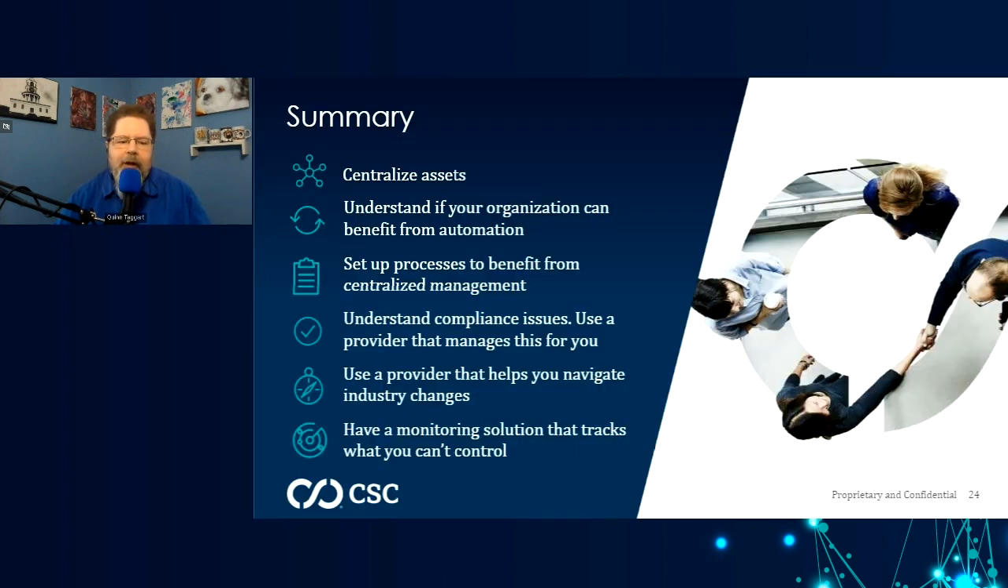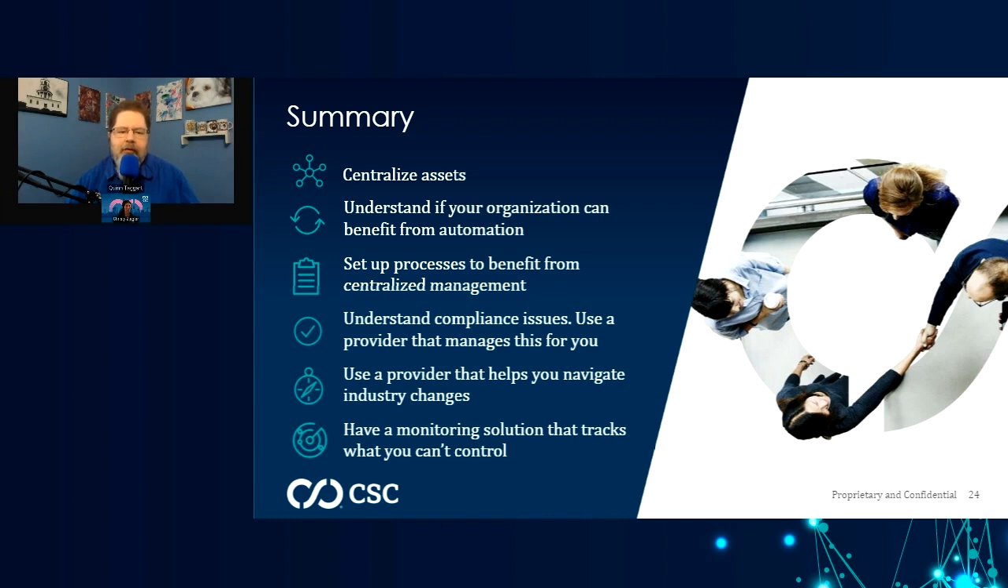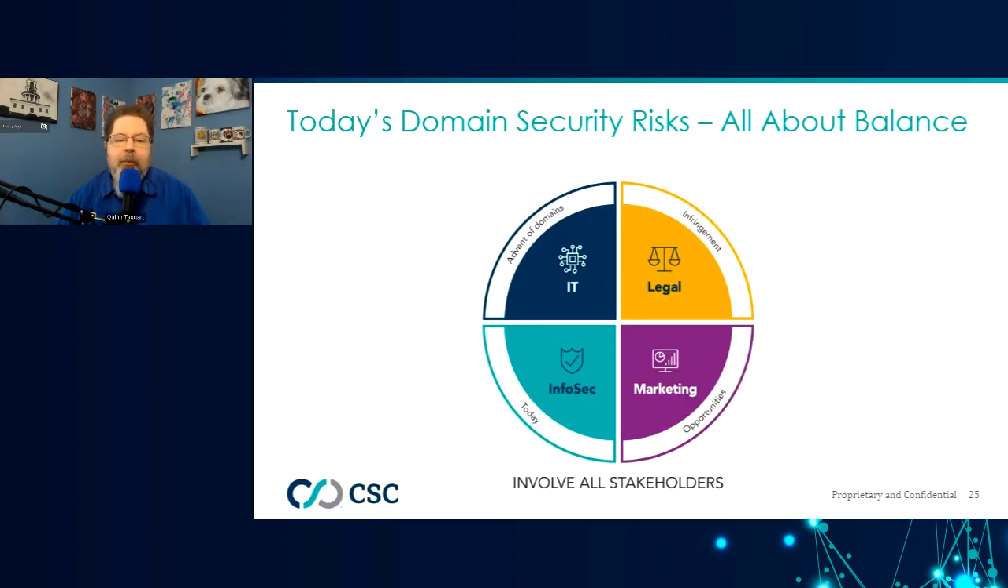So in summary, again, back to the steps, you want to centralize your assets, understand if your organization can benefit from the automation that's available, set up processes to benefit from centralized management. That's going to be key. Understand compliance issues, use a provider that's going to help you navigate industry changes, and have a monitoring solution that tracks what you can't control. So when we look at security risks today, it's all about balance. And so we really have to make sure that you're involving all the stakeholders within the organization.